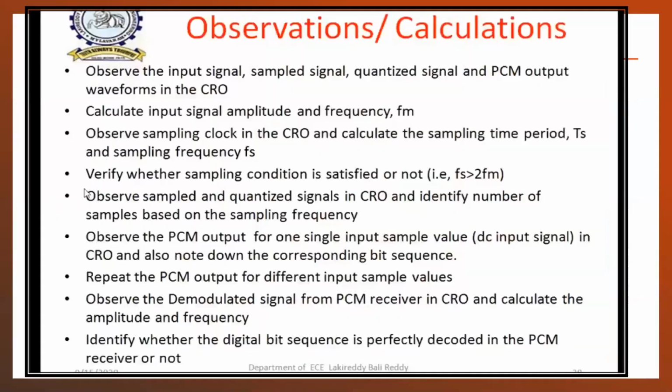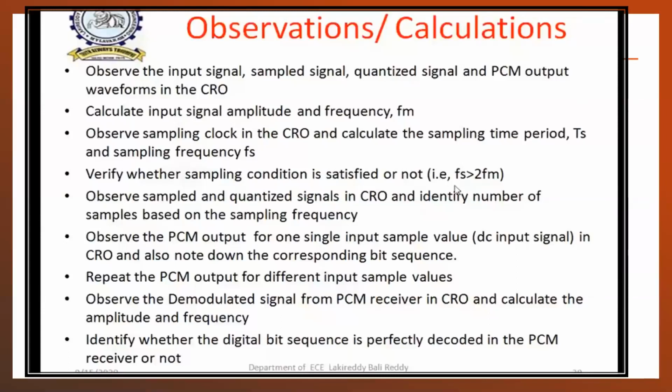After doing the experiment, all of you should make some observations and calculations. The first important thing is that you must observe the input signal, sample signal, quantized signal, and PCM output, and calculate the signal amplitude and signal frequency, that is FM. Based on that, you should calculate the sampling time TS. TS is calculated from the sampling clock; the time period of that clock is nothing but TS. Based on TS, we can calculate FS.